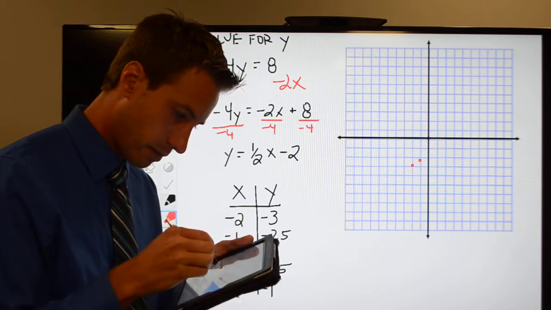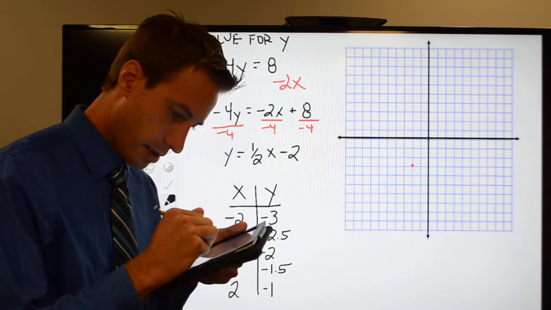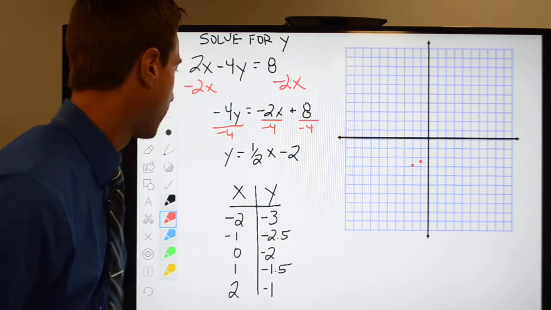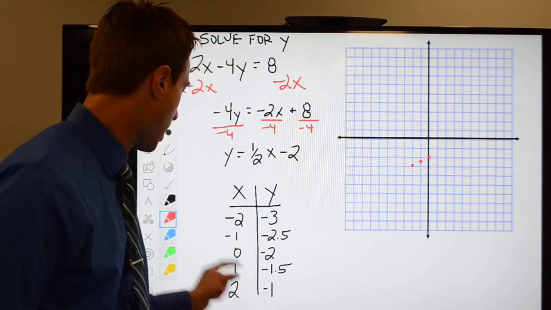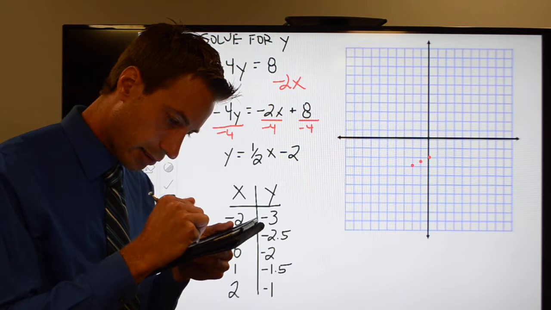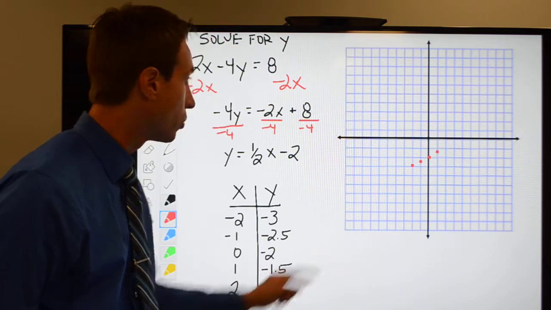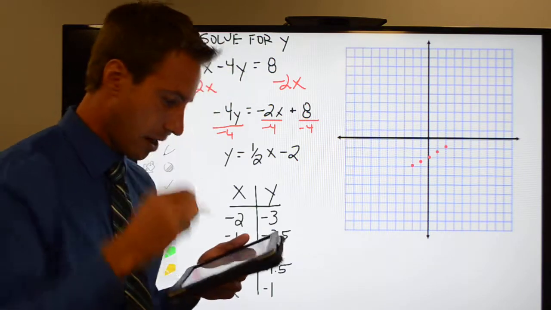No, hang on. Missed it. Right? There. Yeah, okay, that's better. 0, -2, right about there. Oh, that'll work. 1, -1.5, right about there. Yeah, that'll work. And 2, -1, right about there. Yeah, that'll work. We'll take it.